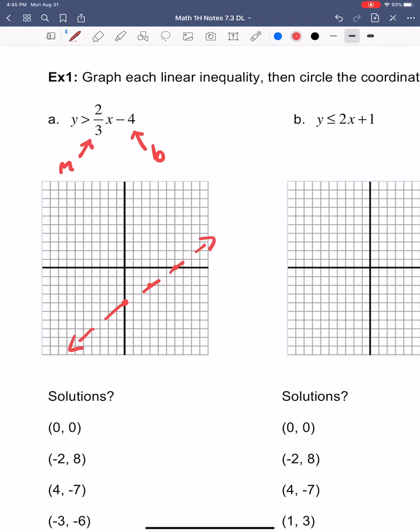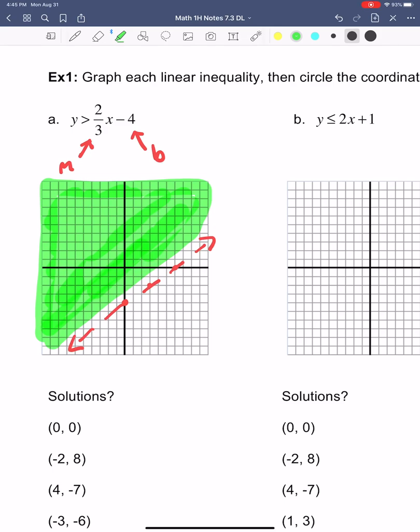And then the other part we have to pay attention to is the shading. So in this case, we have a greater than symbol. So we want numbers that are bigger, in this case on top of the line, right? The bigger numbers are on top of the line. So that's going to be everything in this area here, right? Anything on top of the line. So all the points in this area would be considered my solutions. I'll fill this in here.